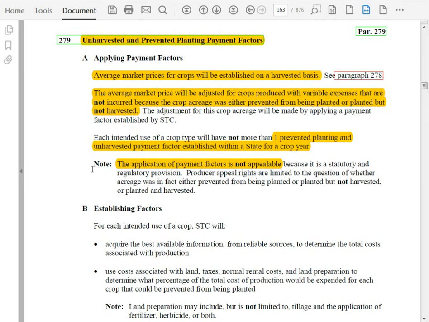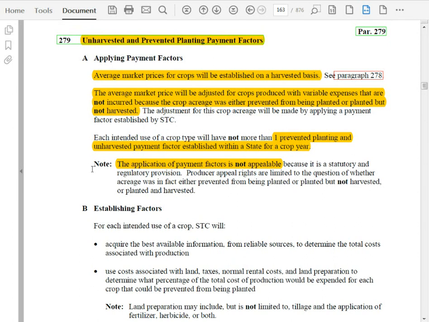It's also important to note that the application of a payment factor is not appealable. In other words, if a producer was prevented from planting the crop and we apply this prevented planting factor to their payment, they can't say, well, I'd like to appeal applying that factor. I don't think that that's fair. I don't like it. They can't actually appeal the rule that says you need to do this. The only thing that they could appeal is the application of the rule.